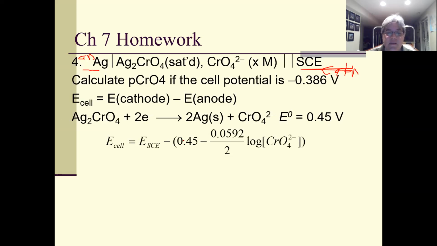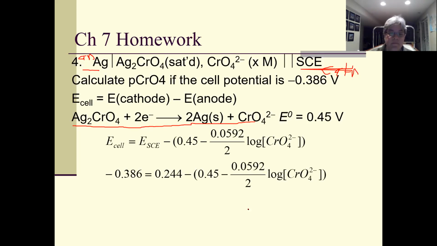So E cell is cathode, so that's going to be E of SCE, and then minus, and now we need a Nernst equation for this whole reaction. So notice that's minus 0.45 minus 0.0592 over n. Here n is 2, log of the chromate. Okay, products over reactants.